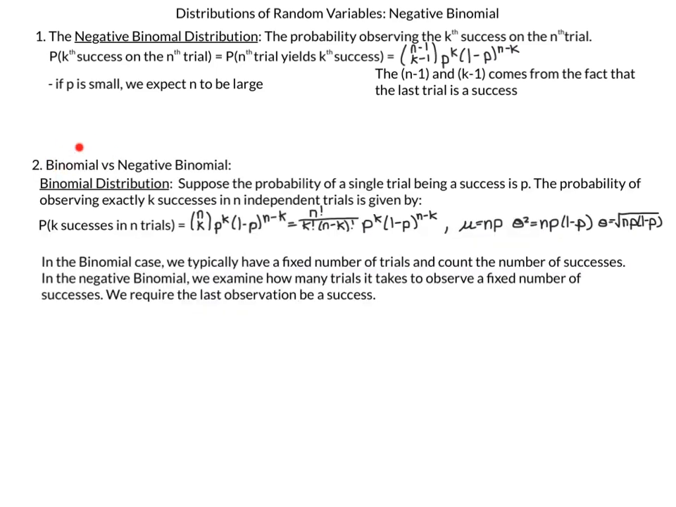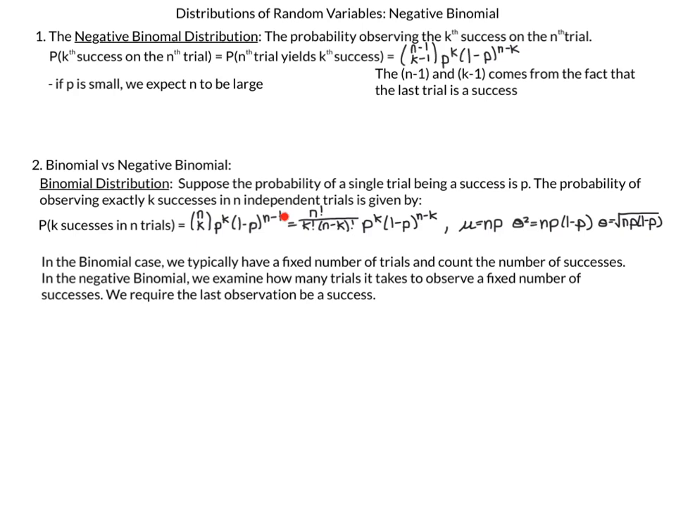Next, I want to compare my binomial distribution to my negative binomial distribution. So I kept my notes for the negative binomial distribution here, and I added notes from our last video about the binomial distribution, which said suppose the probability of a single trial being a success is P, then the probability of observing exactly K successes in N independent trials is given by N choose K. Again, that's the number of ways of arranging K successes and N minus K failures. Probability of success raised to the number of successes. Probability of failure, which is just 1 minus probability of success, raised to the number of failures, which is N minus K.